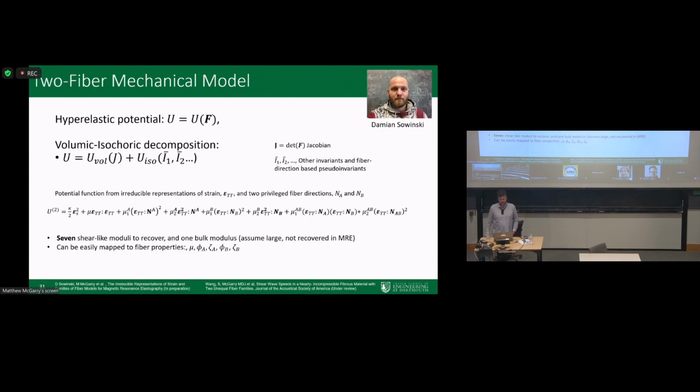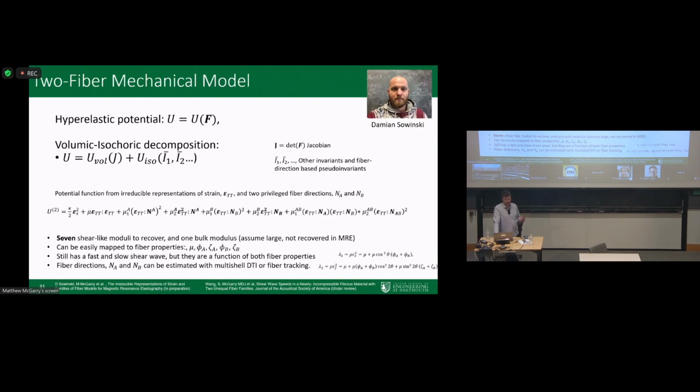These are a little bit abstract, but they can easily be mapped to properties of the fiber: the average shear modulus and then the anisotropies of each of the fibers. A two-fiber material still has just two types of shear waves, the fast and the slow wave, but they're now a function of both fiber properties.